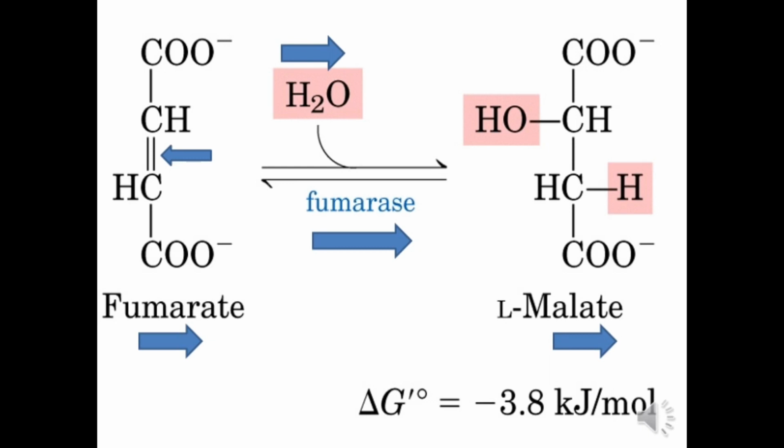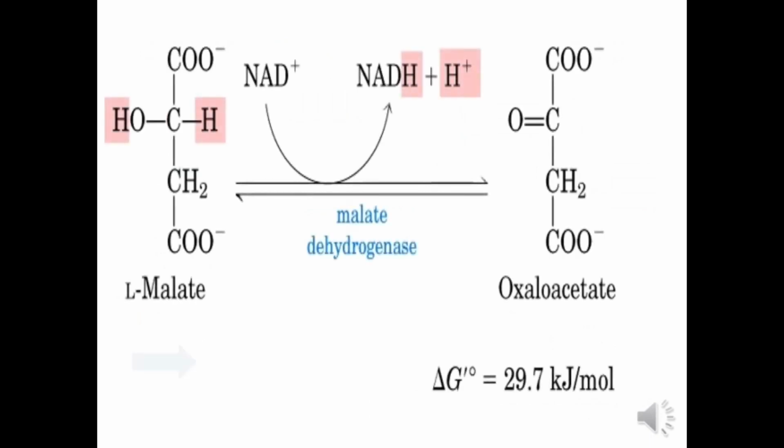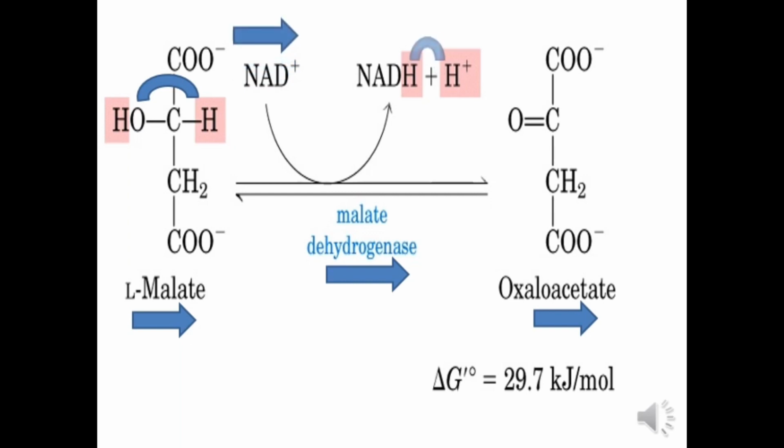In the last step, malate is again oxidized by malate dehydrogenase into oxaloacetate. The oxidation here occur at position 2. 2 hydrogen from carbon 2 is taken by NAD plus to produce NADH plus H plus. By this reaction, the cycle is complete and can start again from the beginning.